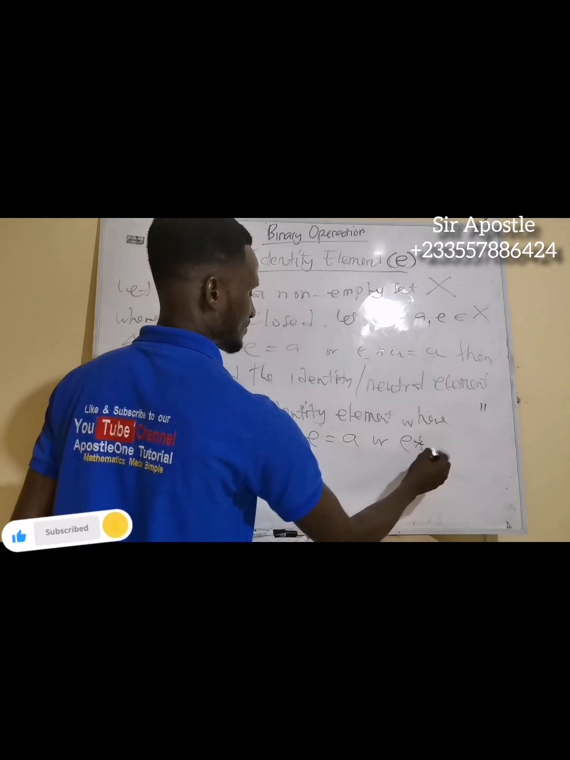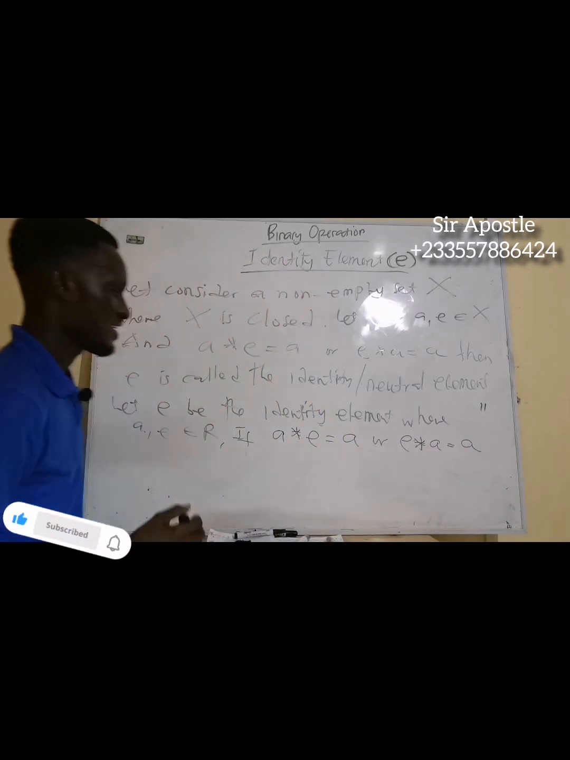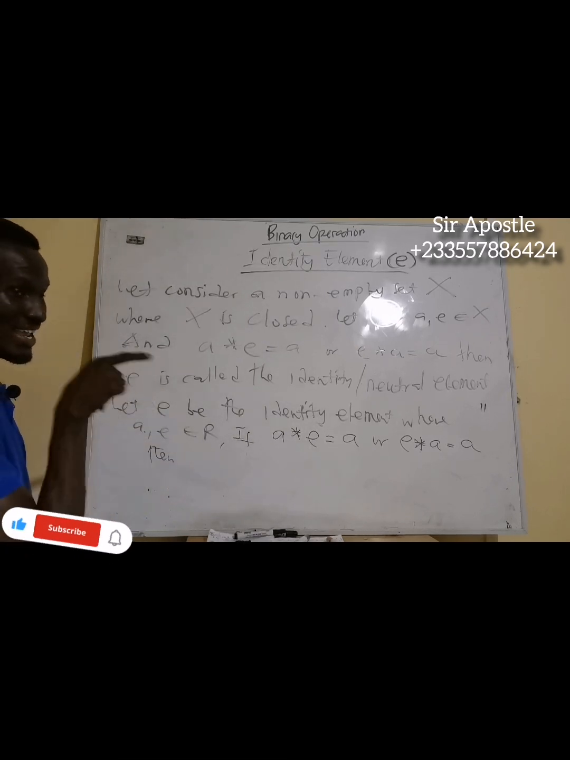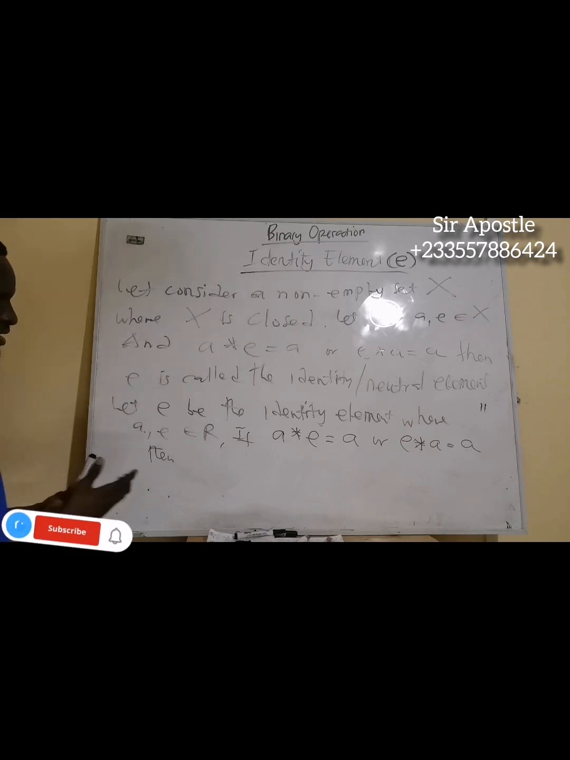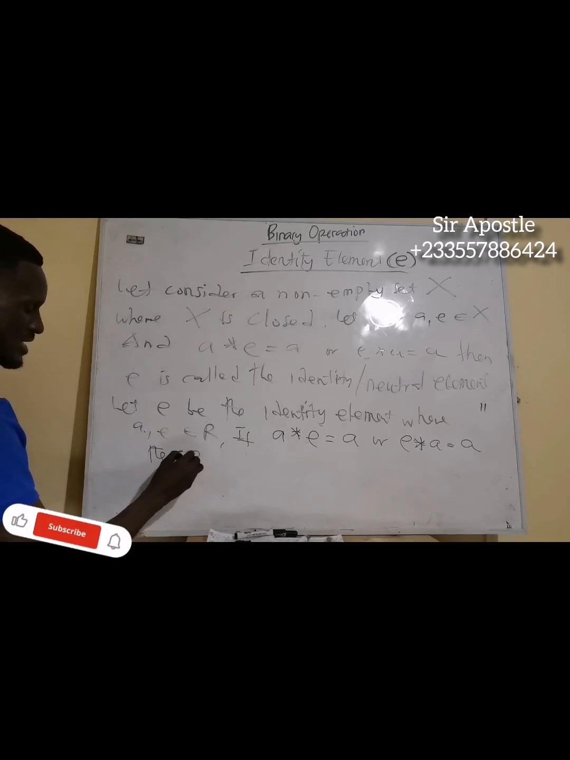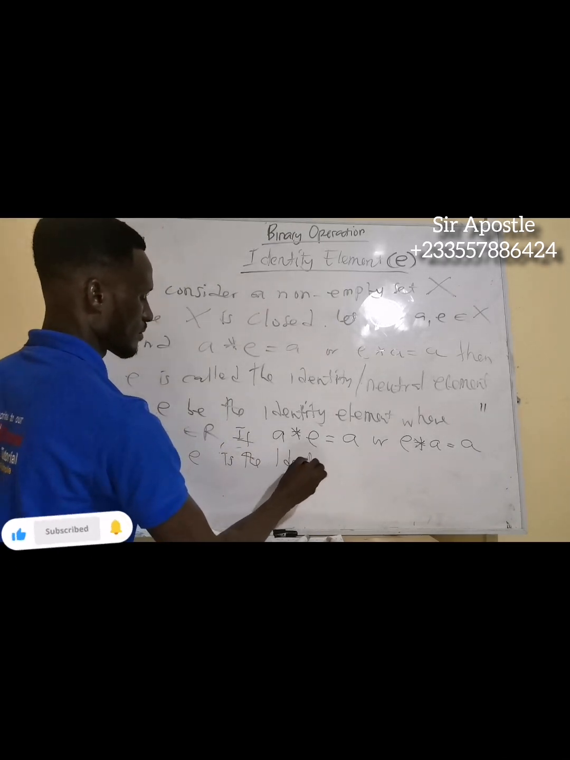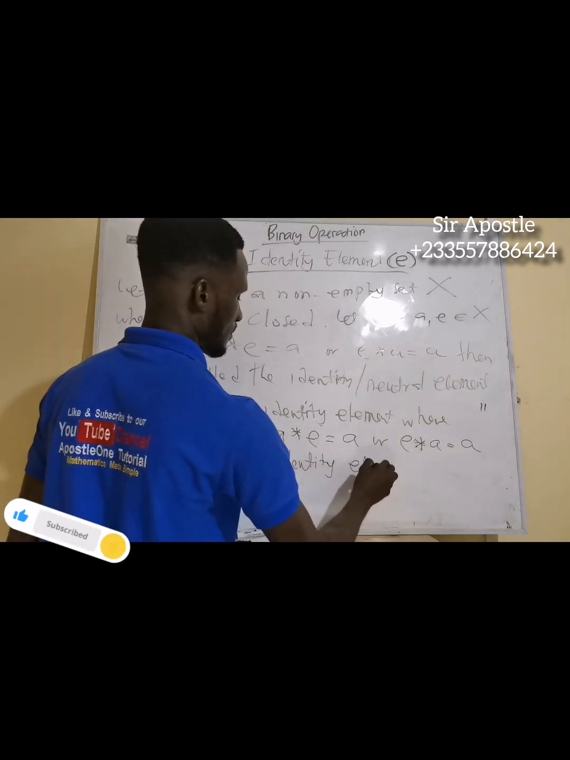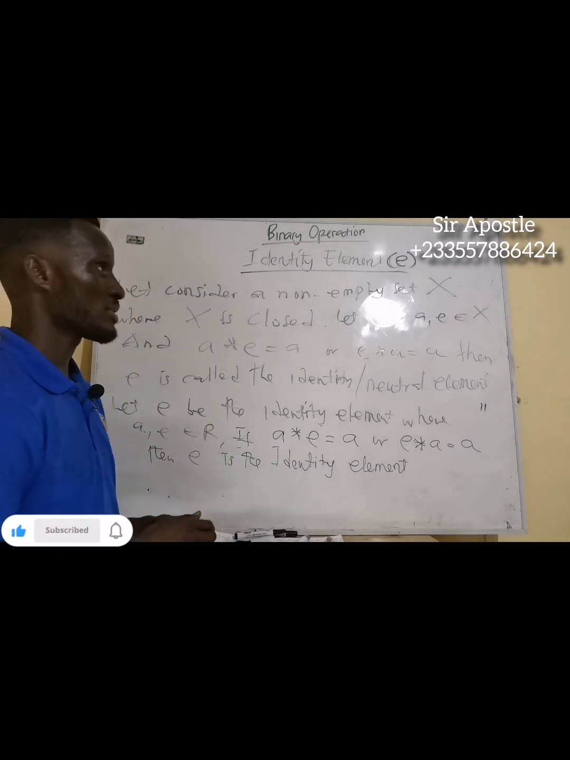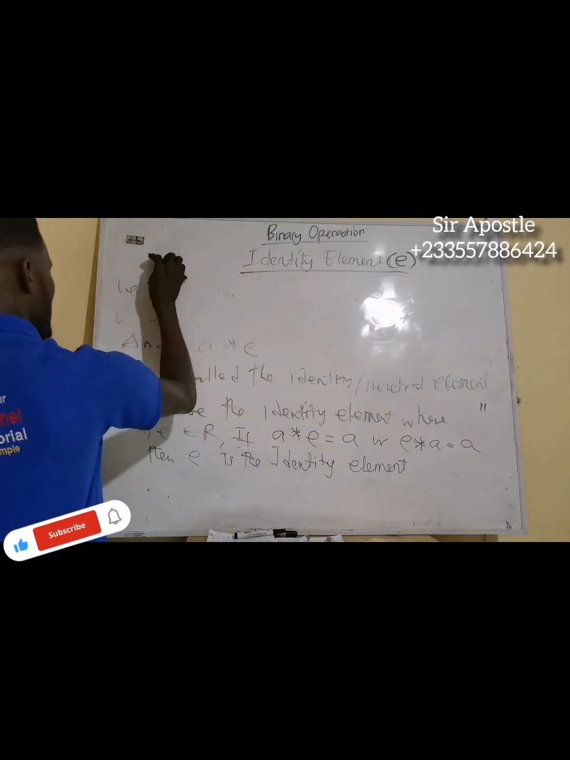or E operation A is also giving me the same A, then it shows that E is truly the identity element. So if this one goes, then it shows that E is truly the identity element. So identity element is so simple. You can define it in terms of real numbers. You can define it in terms of sets.